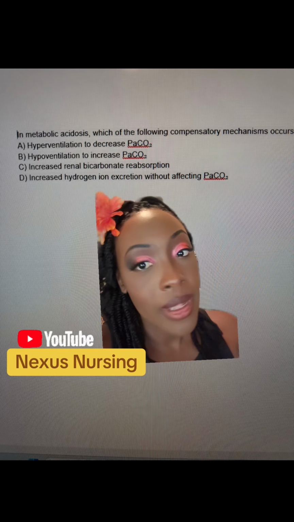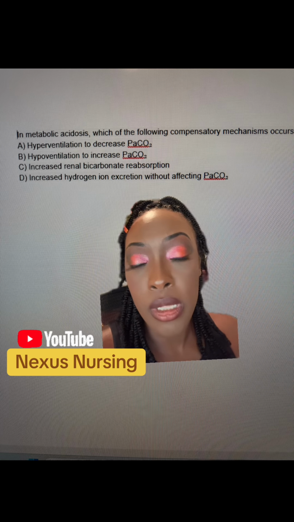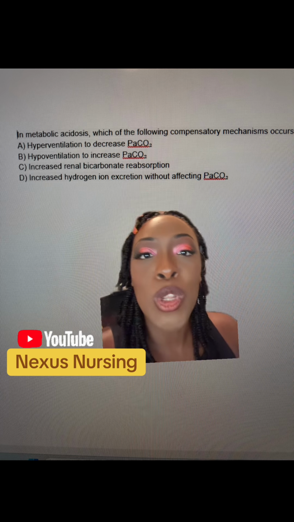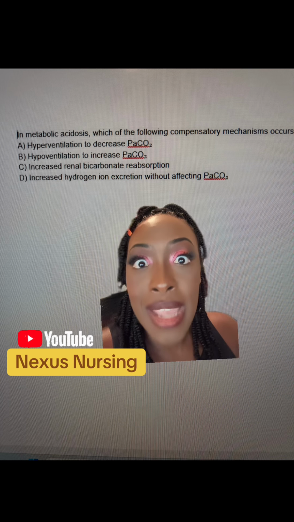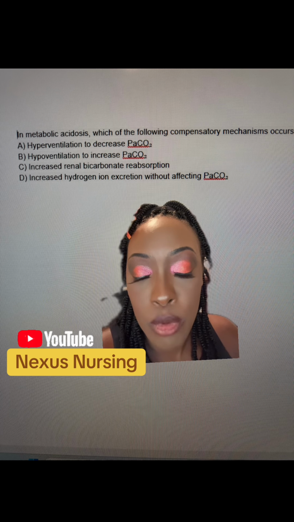Pop quiz. In metabolic acidosis, which of the following compensatory mechanisms occurs? And they give you four choices. I'm not even going to read them. I'm going to explain to you what is happening in the body. So whenever you see questions like this, you can figure it out, okay? I'm going to walk you through this.